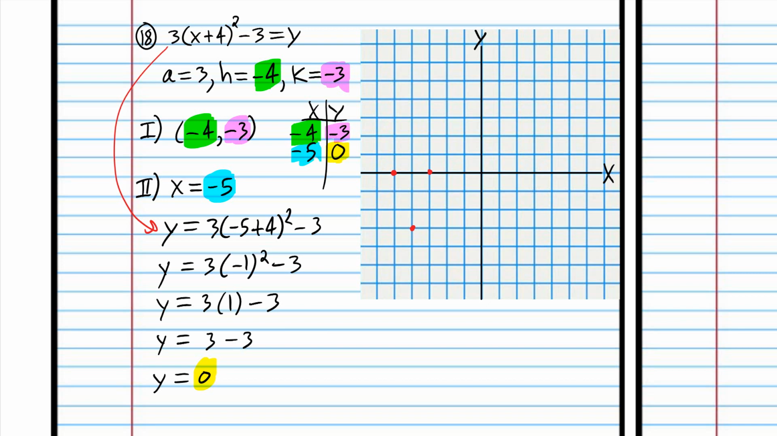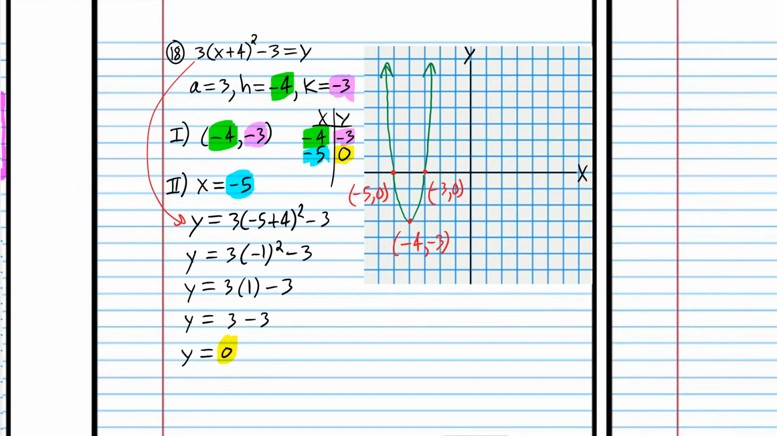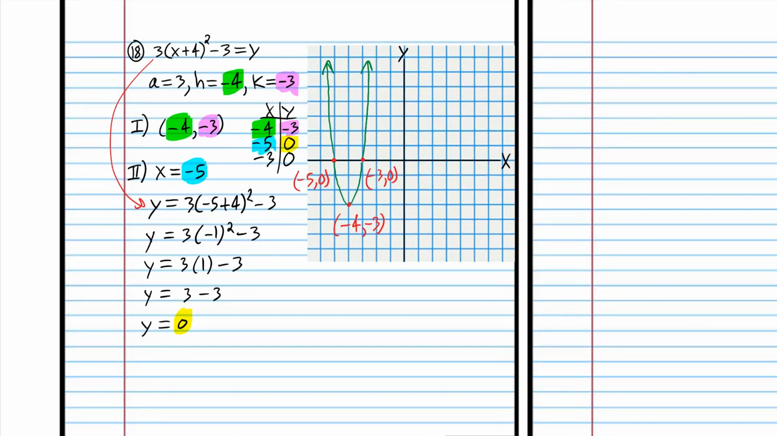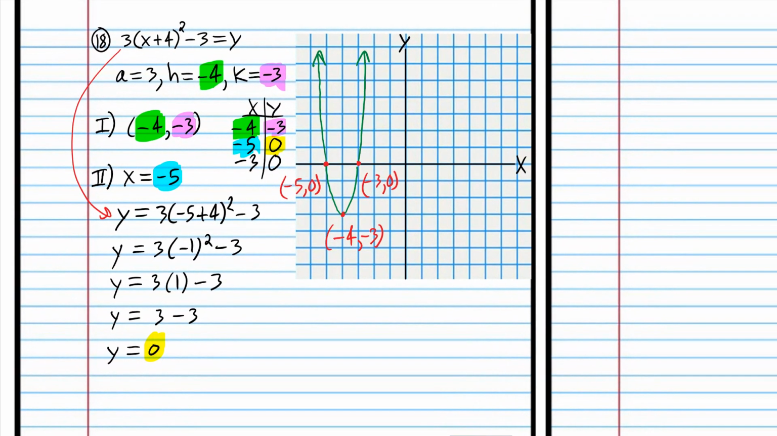We can use symmetry. This is opening upward, and (-5, 0), and 1, 2, 3, (-3, 0). And there you go. So now let's just put that point in there, (-3, 0). And so if you got that graph, good job.